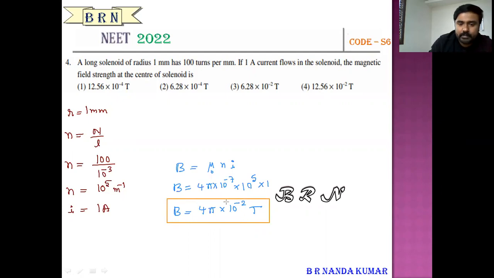4 pi means 4 into 3.14, which is 12.56, right? So B is equal to 12.56 into 10 power minus 2 Tesla. So the right answer is option 4. The fourth option is correct: 12.56 into 10 power minus 2 Tesla.